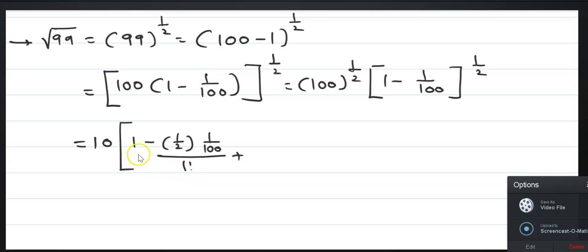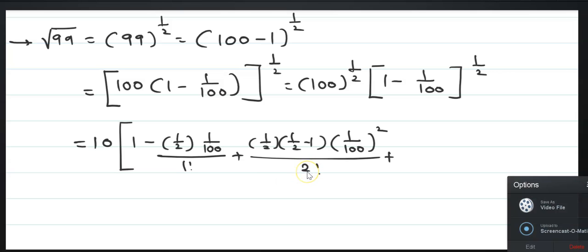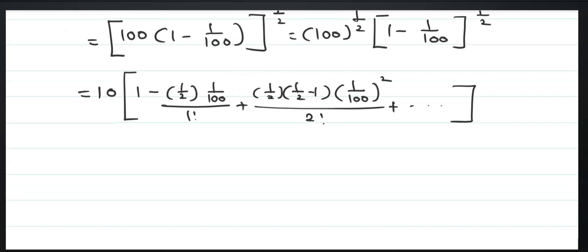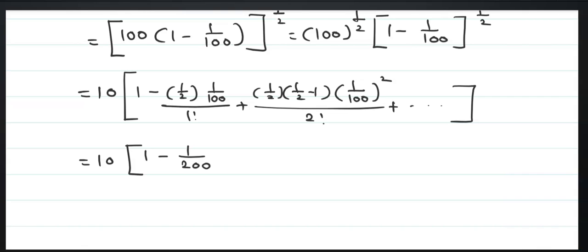Therefore, the first is 1 minus 1 upon 2 into 1 upon 100 upon 1 factorial plus 1 upon 2, 1 upon 2 minus 1, 1 upon 100 bracket square upon 2 factorial. Therefore, the next is the simplification: that is 10 minus, what is here, equals 1 upon 2 into 1 upon 100. Therefore, you will get 1 upon 200. Overall, you will get minus sign.